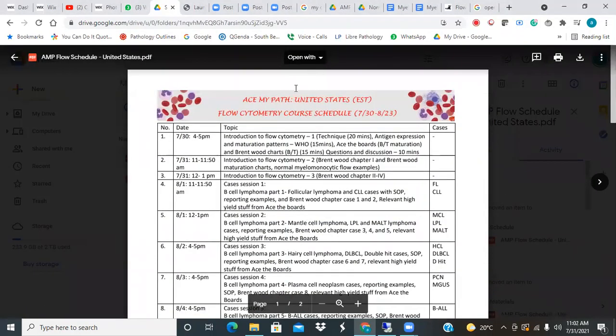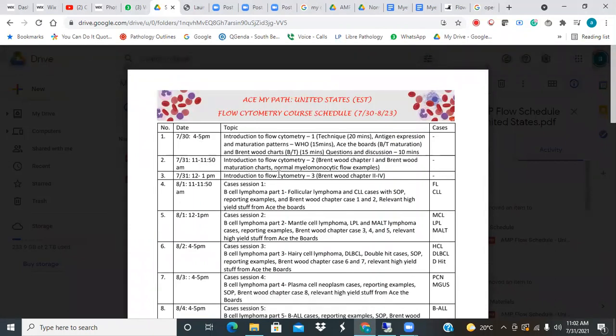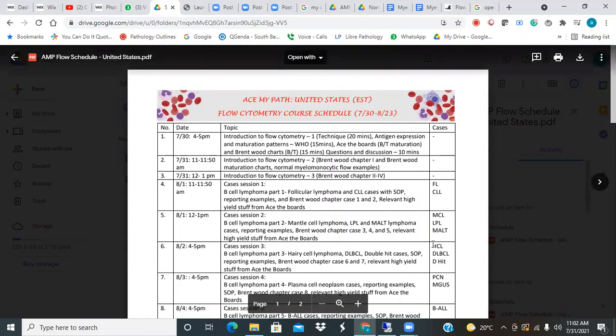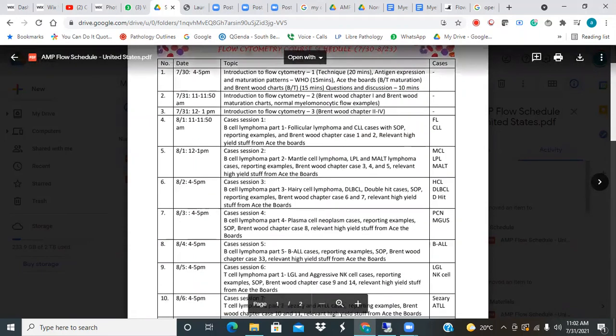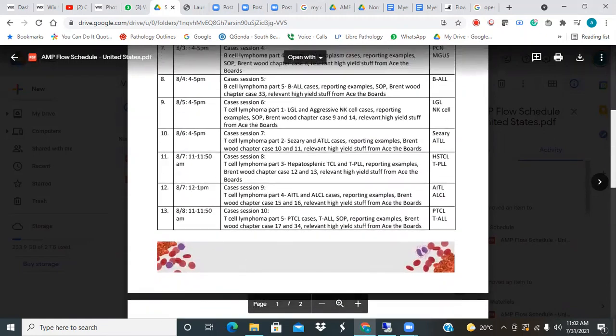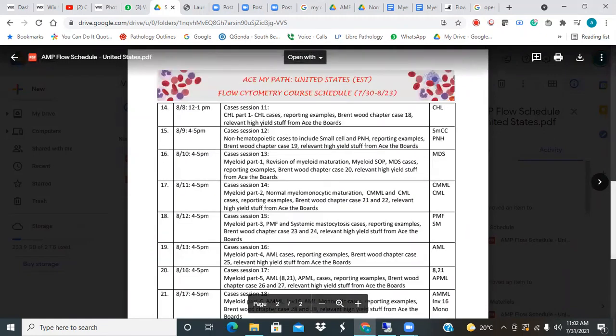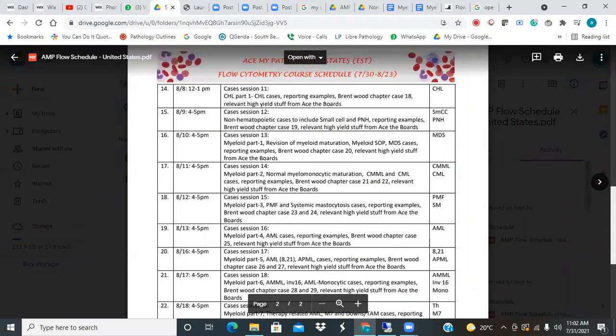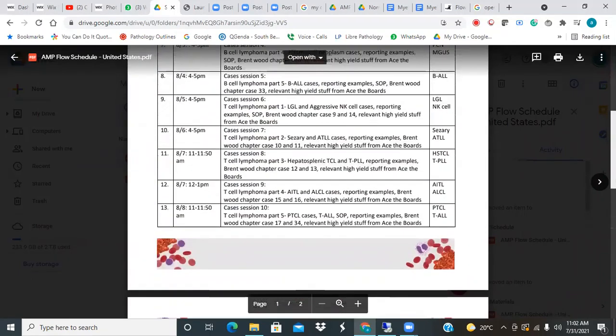Today is the 31st, and we are going to have the introduction of flow cytometry and so forth, the second part and third part. Tomorrow is again Sunday, so we can have a bigger session on larger B cell populations. All the sessions are over here. We are going to try to stick to this, but there will be deviations, of course, based on availability and everything.